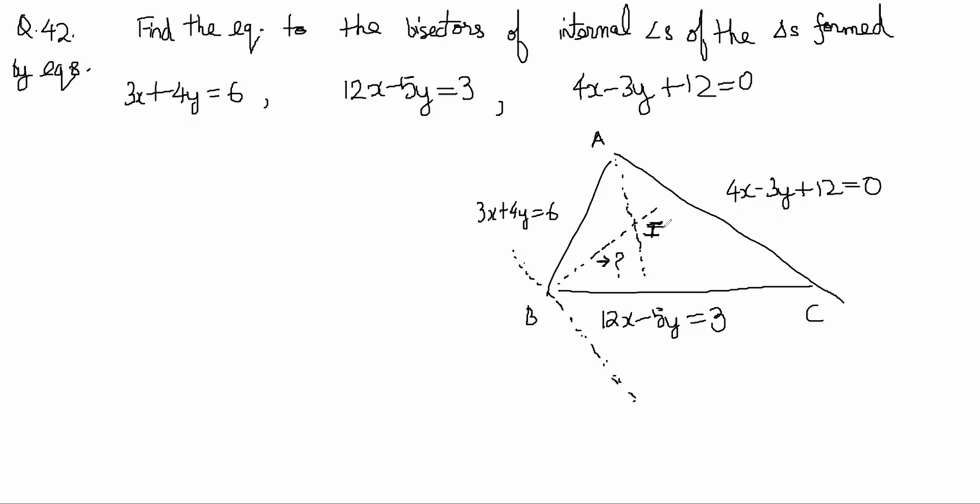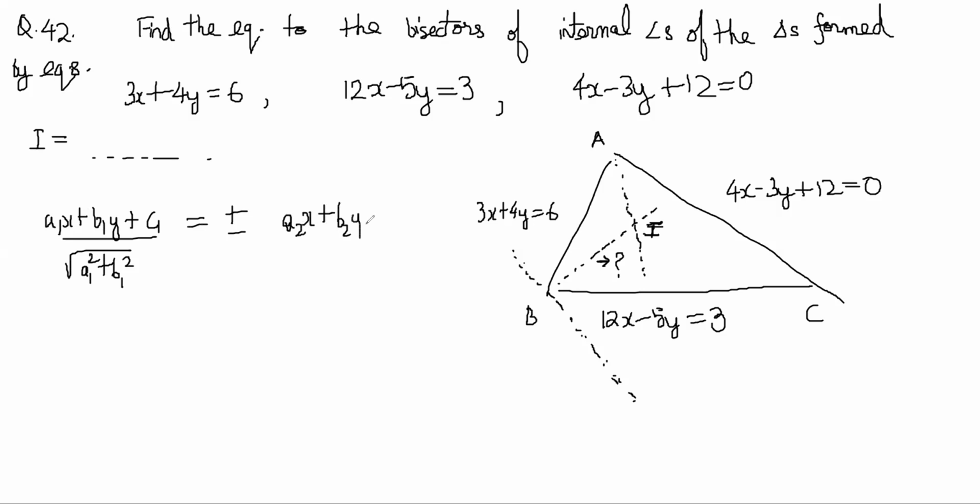So what I will do is find the incenter also. Then, of the two options that I get from the bisector equations, which differ by plus and minus, there will be something like this: a1x plus b1y plus c1 by root a1 square plus b1 square is equal to a2x plus b2y plus c2 by root a2 square plus b2 square, right?